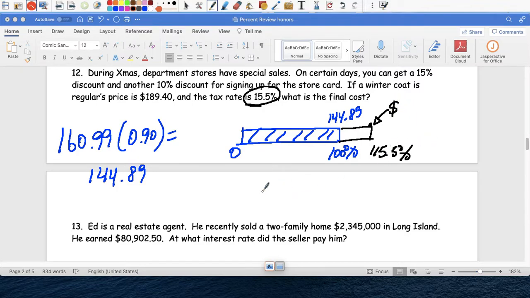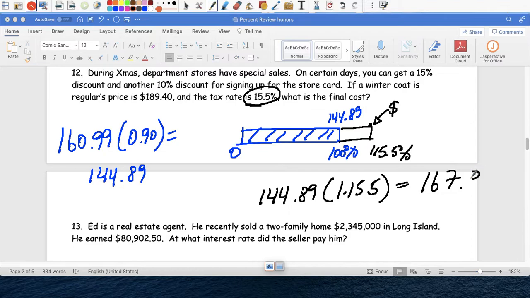So we're going to go 144.89 times 1.155, and that's going to give us our final price. We end up paying $167.35.